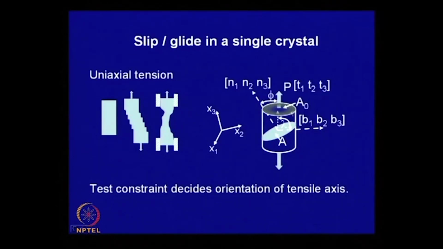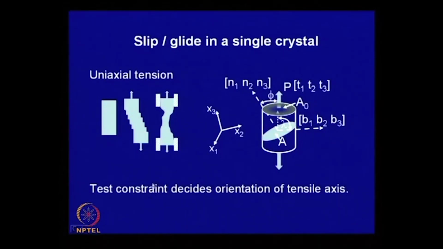and the cross section of the specimen is A naught, and this plane normal subtends an angle phi with respect to the direction of the tensile pull, and this vector represents the unit slip vector. That means this is the slip direction, and this direction also subtends an angle lambda with respect to the direction of pull.